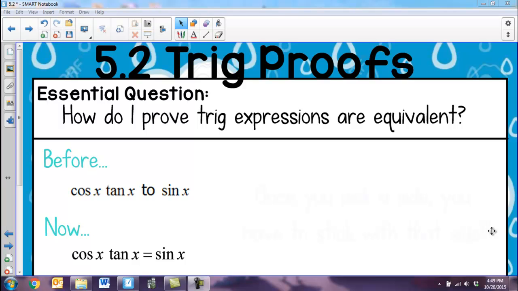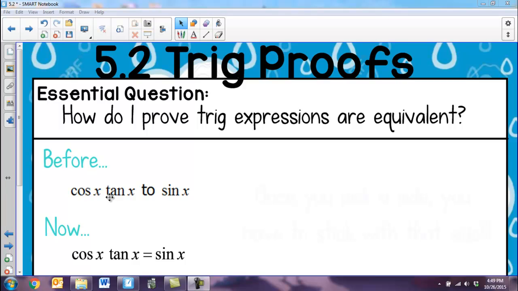Hey guys, today we are going to be talking about more proofs using those identities that we learned this weekend. So your essential question is, how do I prove trig expressions are equivalent? Basically, the only thing that's going to change is that before, your problems said you're taking this expression and turning it into this expression.